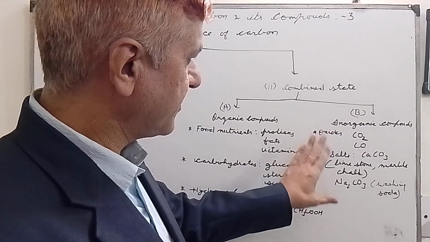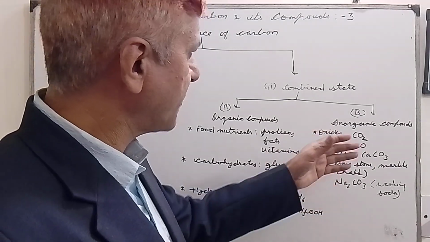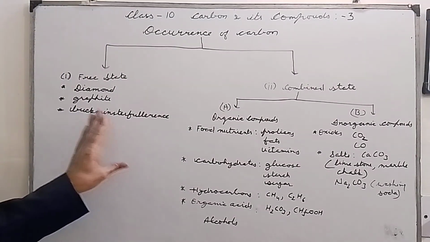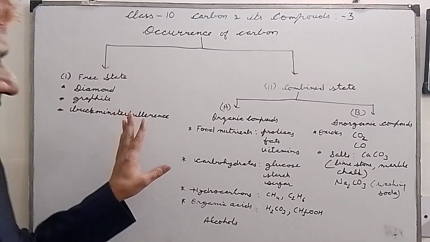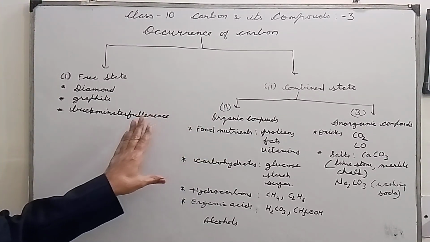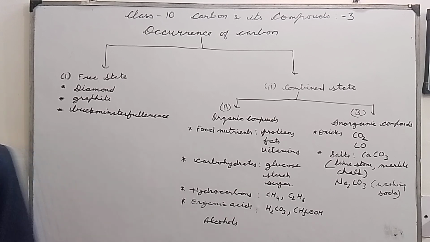So these are actually the compounds in which carbon is found in combined state. So my dear students, I hope this is understood to you. Now our next topic is: carbon is tetravalent. So this was occurrence of carbon.